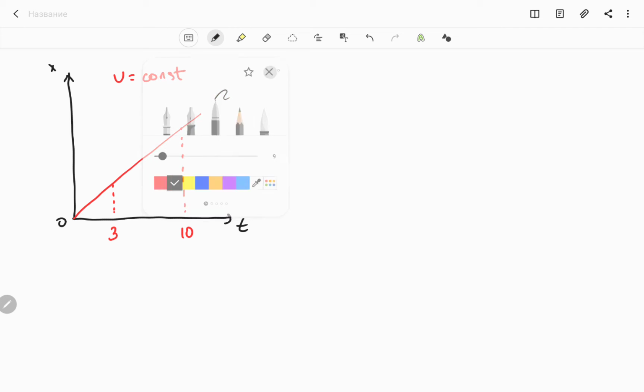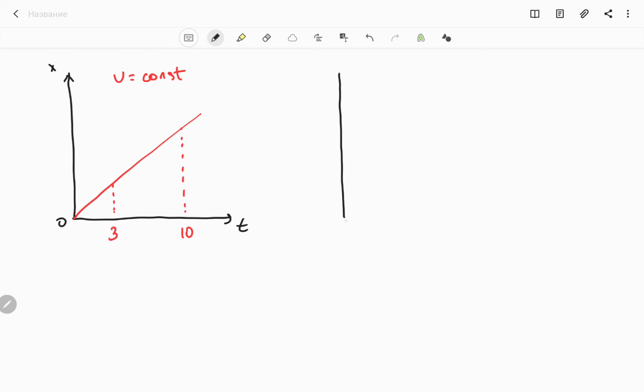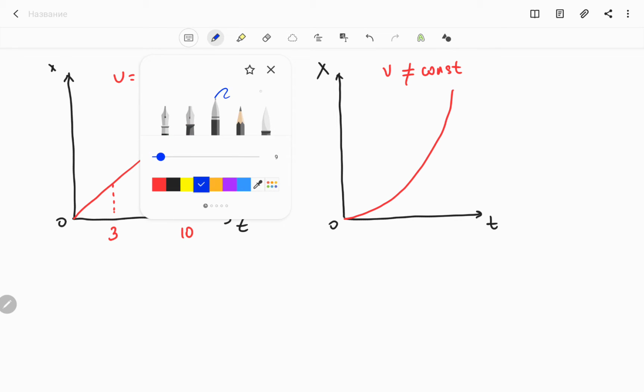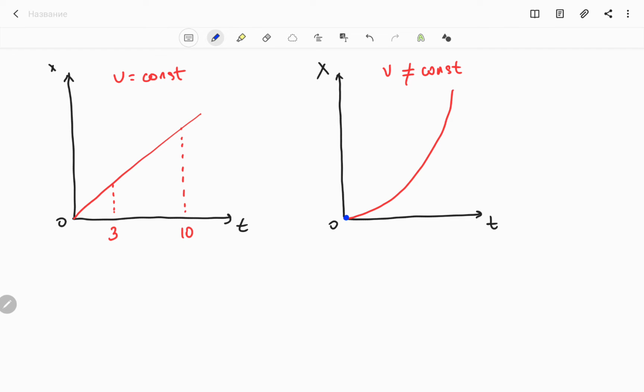What if we have a different motion? Again, let's draw a position-time graph. Here we have 0. Let's say we have this kind of graph. What does it mean? This means we have a motion with varying velocity. Velocity is not constant anymore. It's always changing. And it's obvious that velocity at this point is 0, because position is 0, and velocity is increasing. Velocity at each time is different.